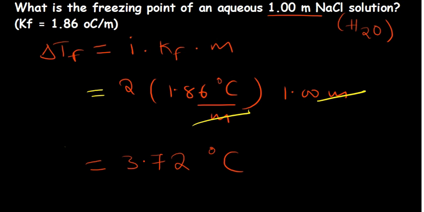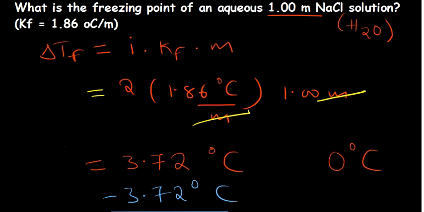Now we need to find the freezing point. So the freezing point of water, I believe, is 0 degrees Celsius. So if we have a depression, it's supposed to reduce. So 0 minus that, it becomes negative 3.72 degrees Celsius as the freezing point of the resulting solution.